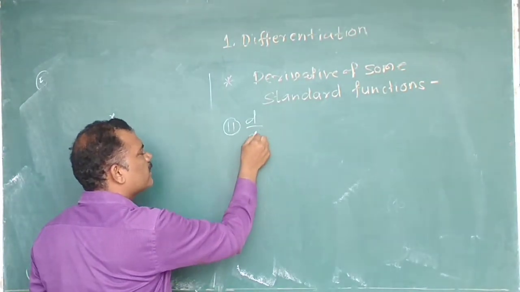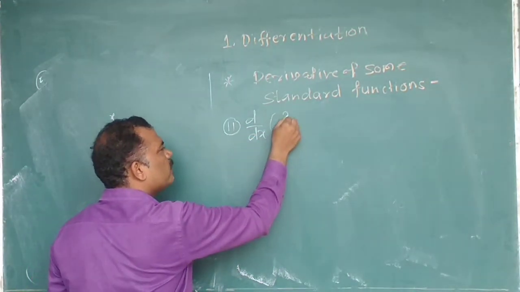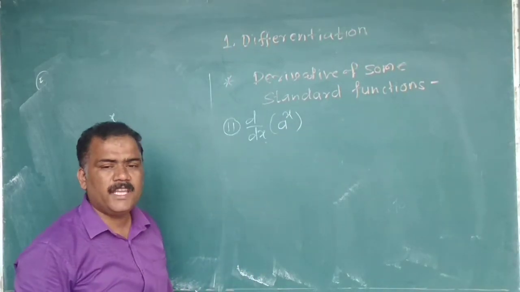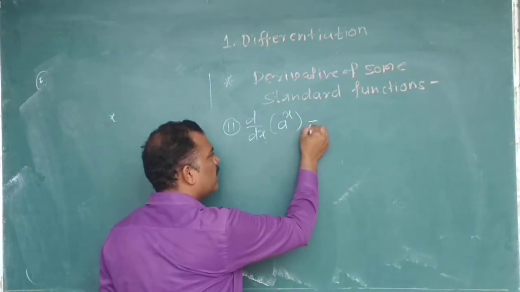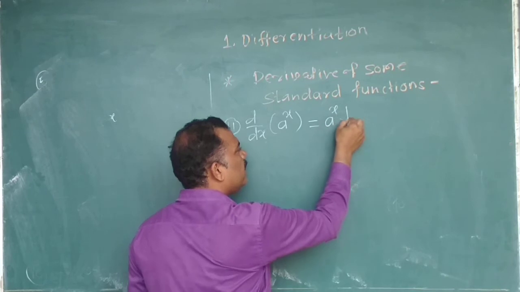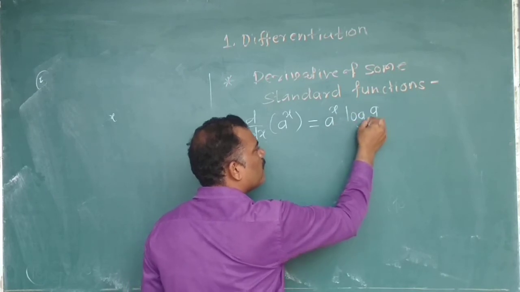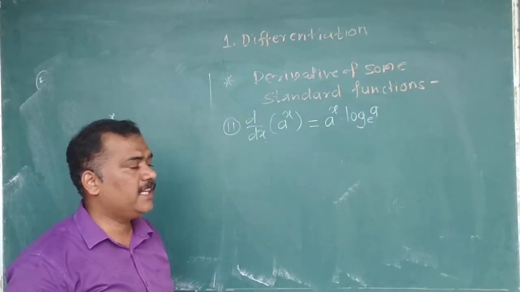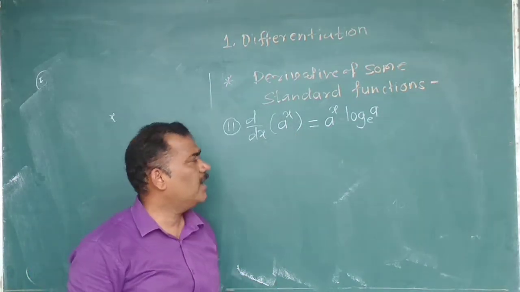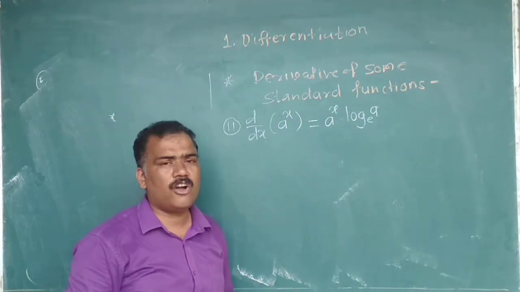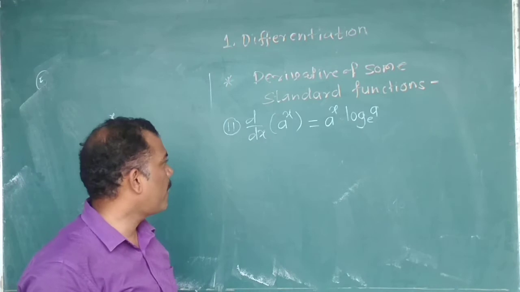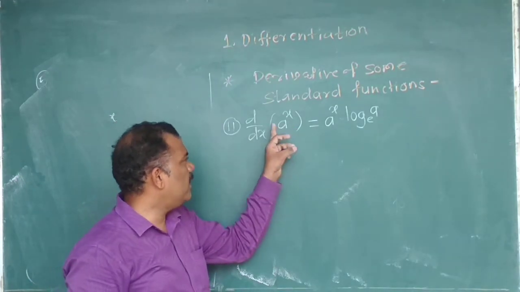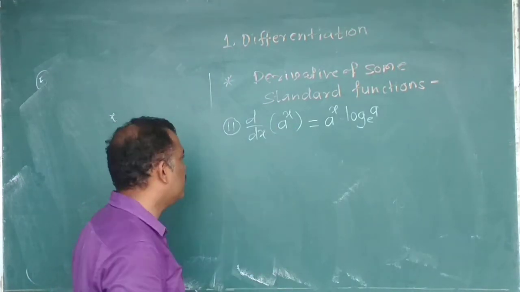That is d dx of a raised to x. What is the derivative of a raised to x? A raised to x into log of a to the base e. d dx of a raised to x is equal to a raised to x into log of a to the base e.